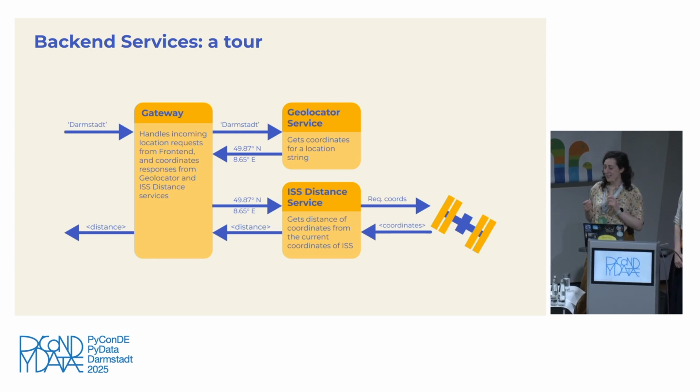And then we have the geolocator service, which gets the place name as a string and finds the geo-coordinates for that location and returns them to the gateway. And finally, there's the ISS distance service, which receives those geo-coordinates. It also makes a request to an external API to retrieve the coordinates of the ISS, and then it calculates the distance between the two and returns it. So we'll spend the first couple parts of the workshop just instrumenting the ISS distance service, and then in the final part, when we do distributed tracing, we will instrument these 3 services.